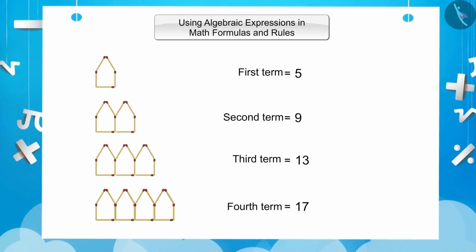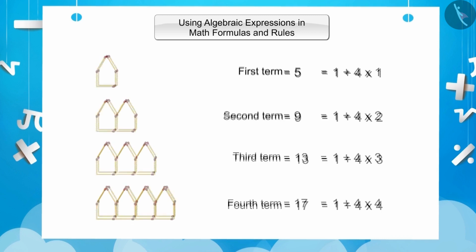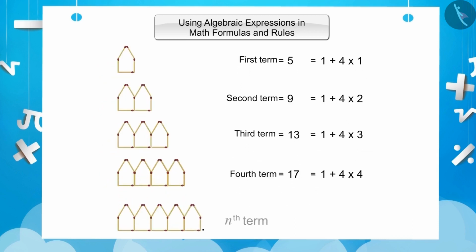Here, we can also represent 5 as 1 plus 4 multiplied by 1, 9 as 1 plus 4 multiplied by 2, 13 as 1 plus 4 multiplied by 3, and 17 as 1 plus 4 multiplied by 4. Similarly, the nth term will be 1 plus 4 multiplied by n.